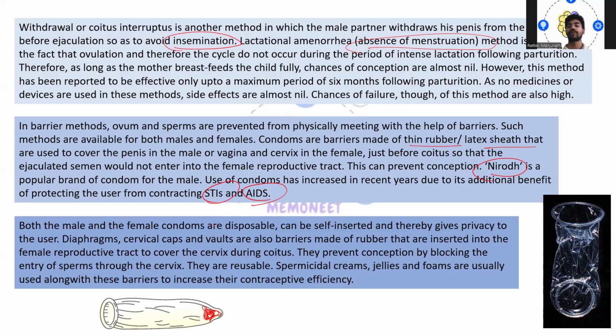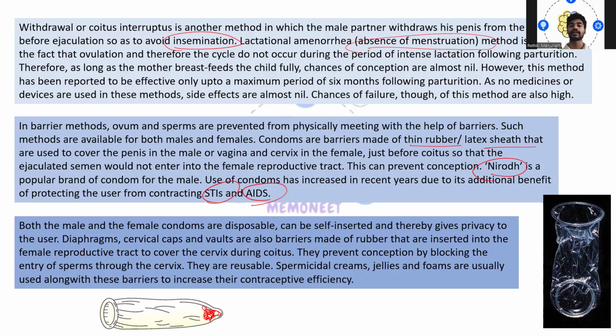Both males and females have condoms, and condoms should always be disposable and self-inserted. That means the couple should be able to use them by themselves, so that they don't feel discomfort or feel as if they're not getting privacy. They should get their privacy while using this also. That is a very important thing.